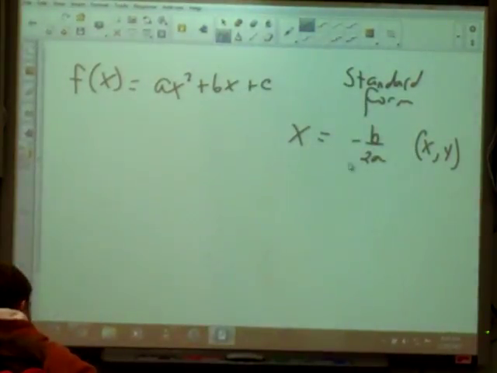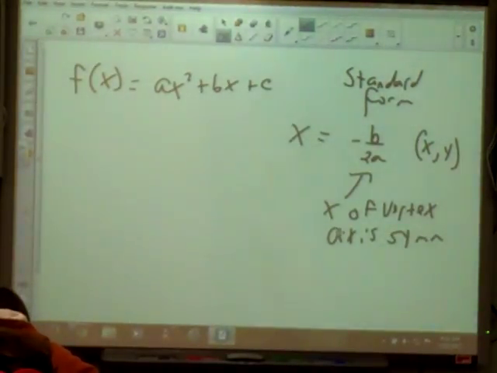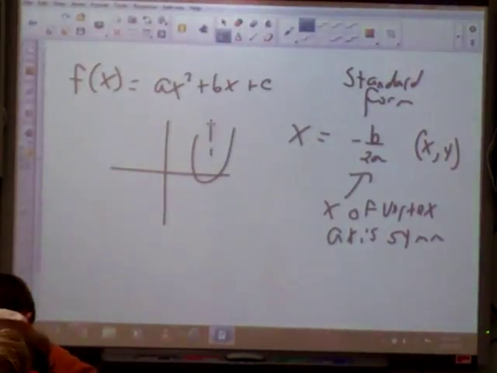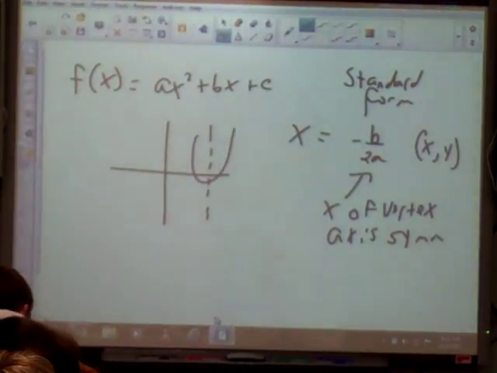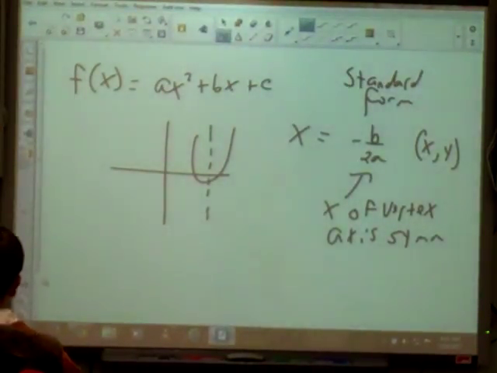Now that is the x-coordinate of the vertex. And that is also the axis of symmetry. Because we know that a parabola does have symmetry. You can fold it straight down the middle. So that's also the axis of symmetry, the x-coordinate of the vertex. Okay, so that's what you've got to know for standard form.